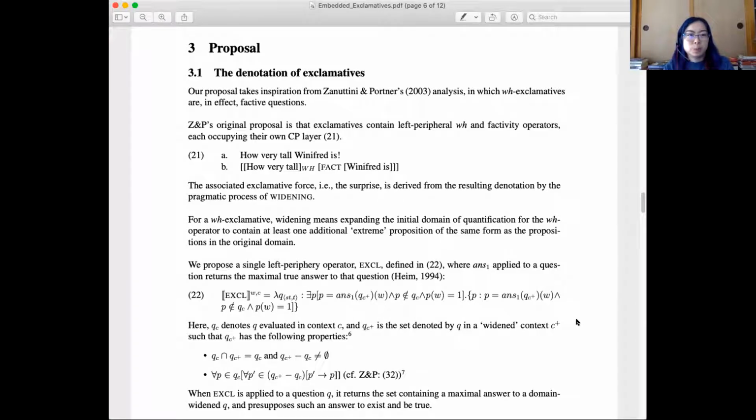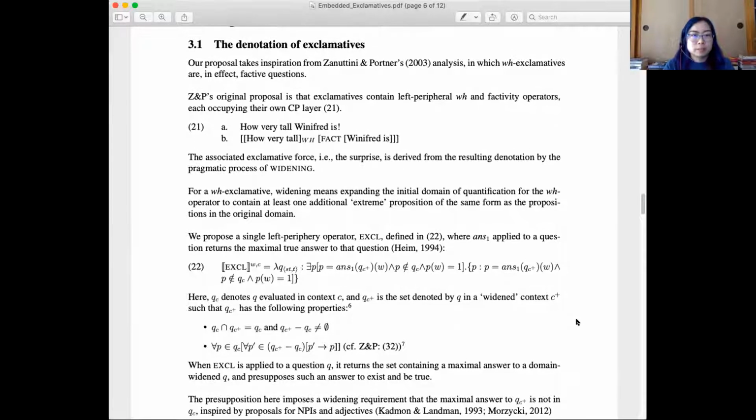Okay, so to our proposal. First, about the denotation of the exclamatives themselves. Our proposal is inspired by Zanuttini and Portner's analysis, in which WH exclamatives are effectively factive questions. They propose that exclamatives contain a left peripheral WH operator and a left peripheral factive operator, and each of these occupies its own CP layer. This is schematized in 21b.